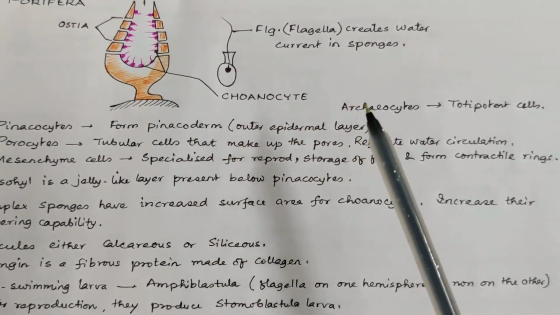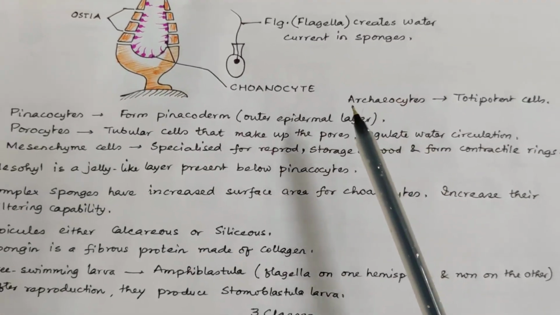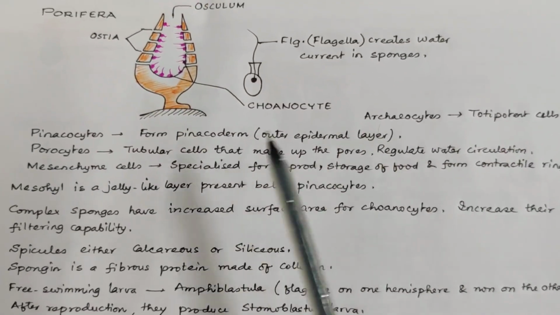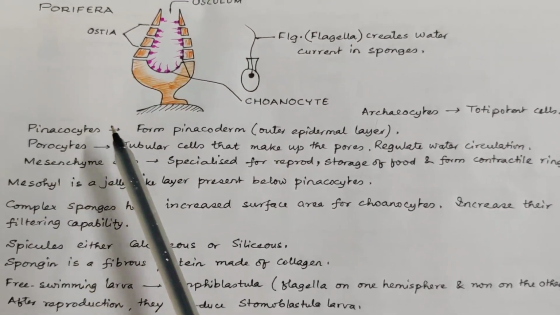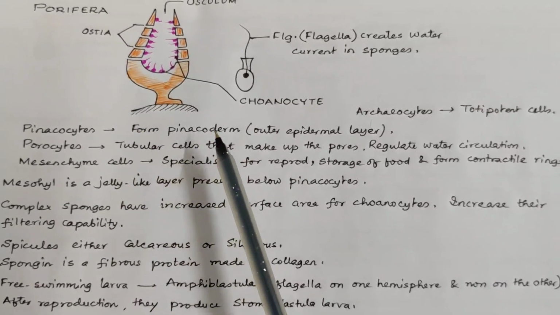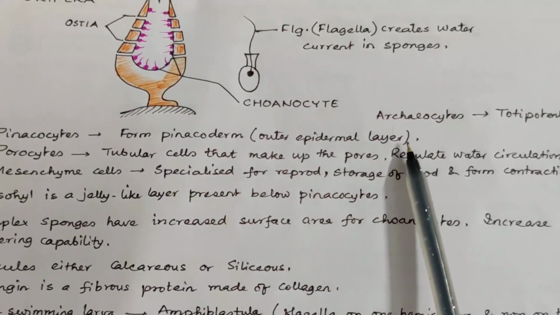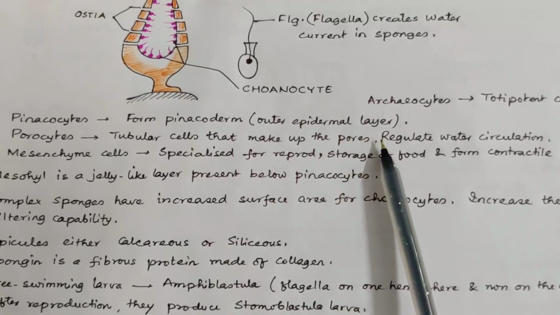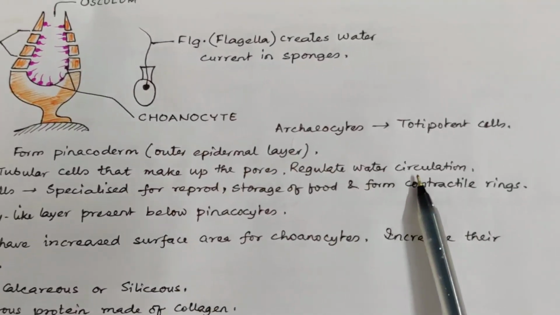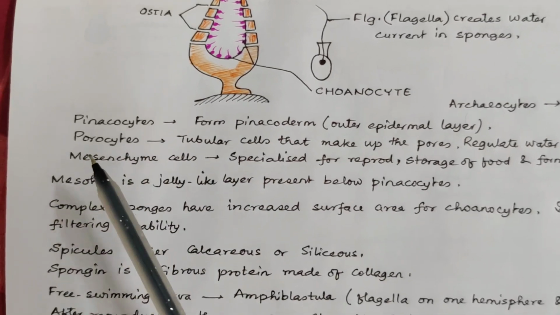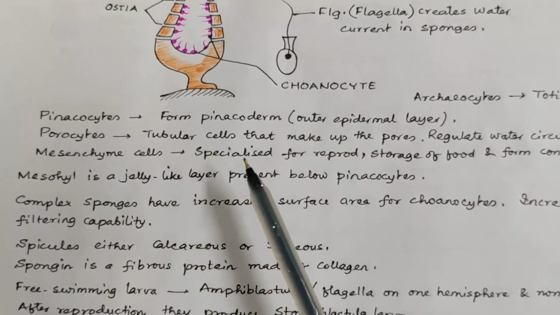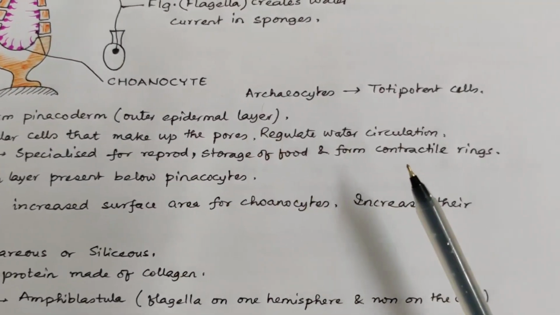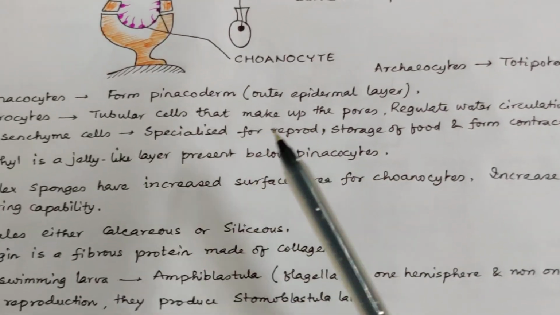Apart from having choanocytes, phylum Porifera has certain other cells. One of them is archaeocytes, which are totipotent cells of Porifera. Then pinacocytes, another kind of cells which form the pinacoderm, the outer epidermal layer. Then there are porocytes, which are tubular cells that make up the pores of Porifera and they regulate water circulation inside their body. Then come mesenchyme cells. These are specialized cells for reproduction, storage of food, and also form contractile rings.